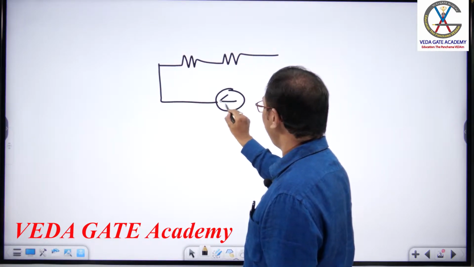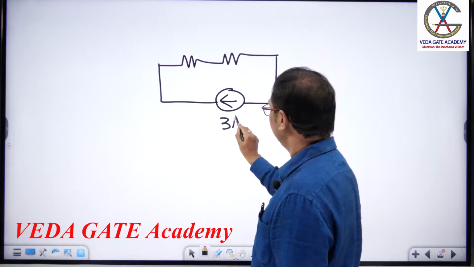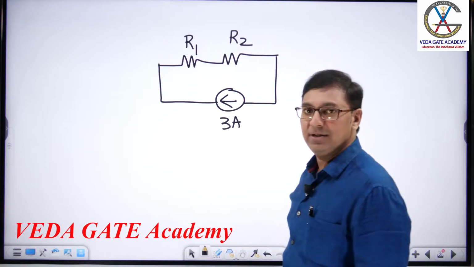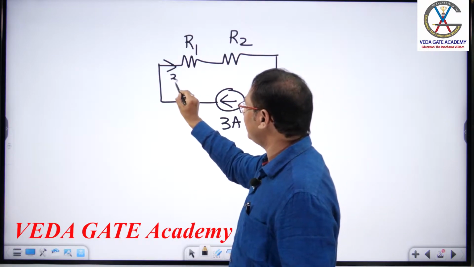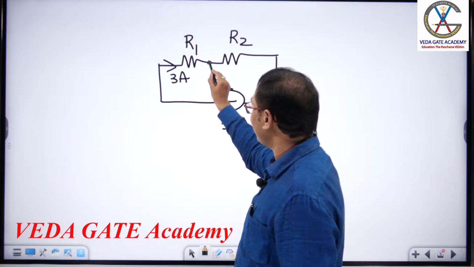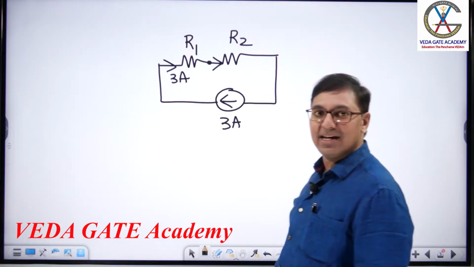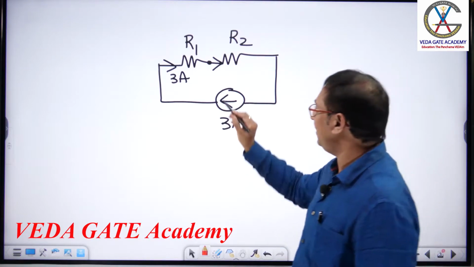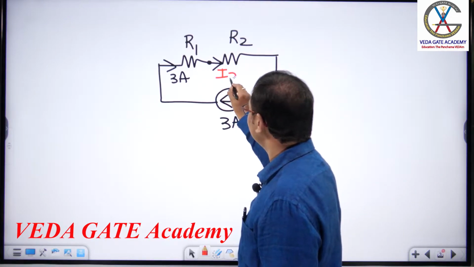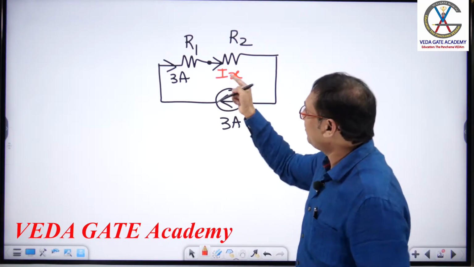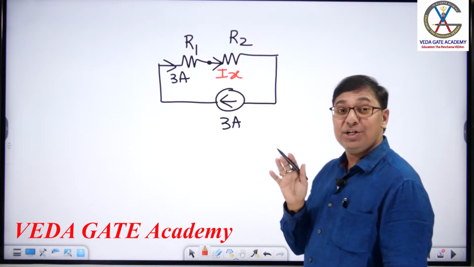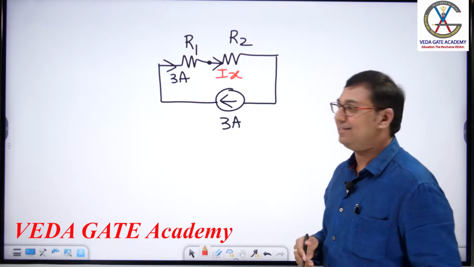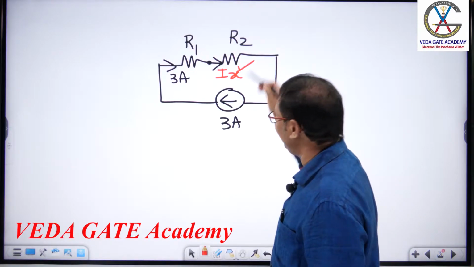How are these two resistors connected in series? Suppose a 3 ampere current source is connected. Let us call the resistances R1 and R2. If the current here is 3 amperes, the interviewer is asking why the current here is 3 amperes. Let us call this current Ix. Everyone writes this current as 3 amperes, but the interviewer is asking why. Good question. Let us assume this current as Ix.